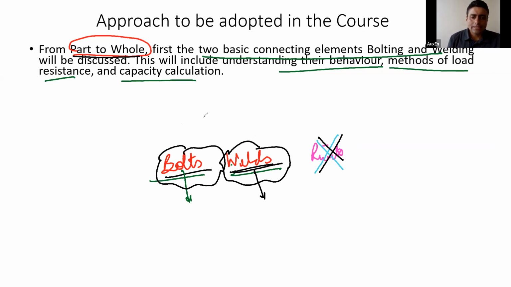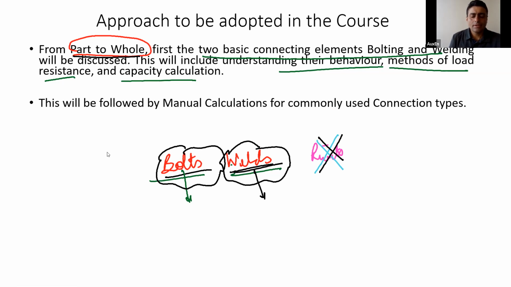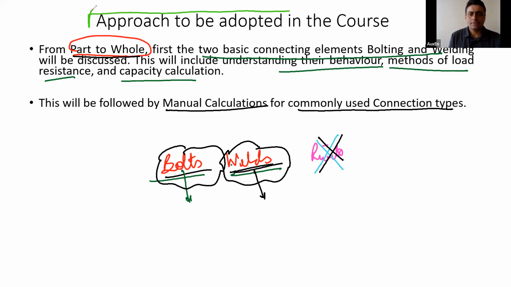Once we understand this, we will follow with doing manual calculations for the commonly used connection types. What we are discussing, remember, is the approach that we are going to follow in this course for our connection designs. I told you there are several methods possible in the last slide. Now here I am discussing the approach that we are going to follow in our course.